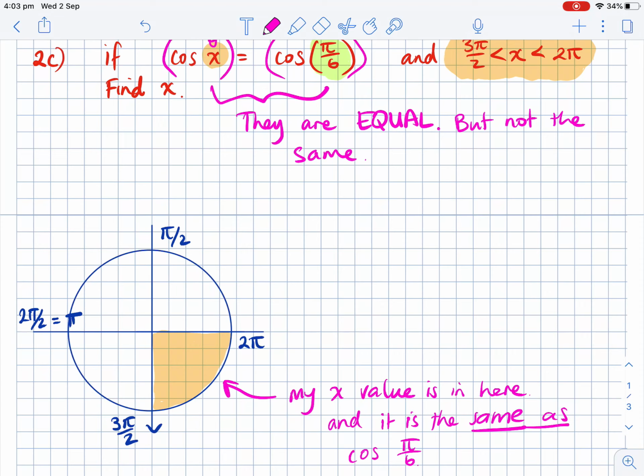Well, pi on 6, hopefully you just remember that pi on 6 is 30 degrees. If you don't know that pi on 6 is 30 degrees yet, try and memorise that because it's going to help you a lot. So this is pi on 6. So my cos value of pi on 6, my cos value is the horizontal length. So this is my cos value of pi on 6. And x is exactly the same as that, just in this third quadrant.